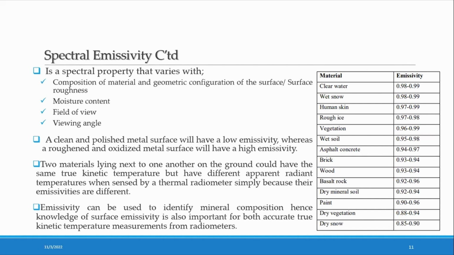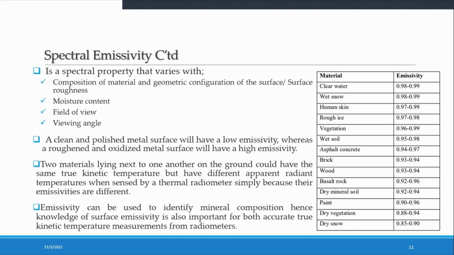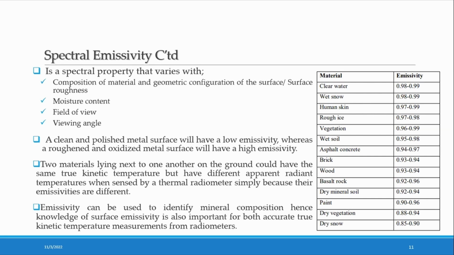Secondly, there is the moisture content, the field of view, and viewing angles. These determine the emissivity. Clean, polished or metal surfaces have low emissivity. That means they cannot emit a lot of energy; much of it is reflected, like I said previously, whereas rough surfaces will have a higher emissivity value. So this is still explaining how emissivity affects the amount of emitted energy that is recorded by the sensor.